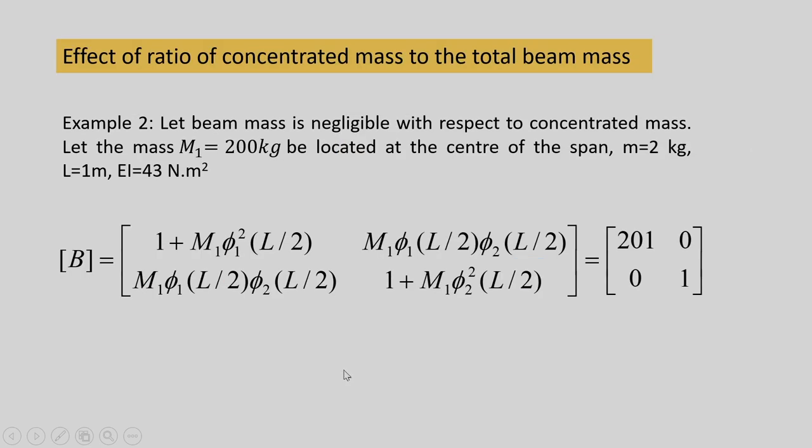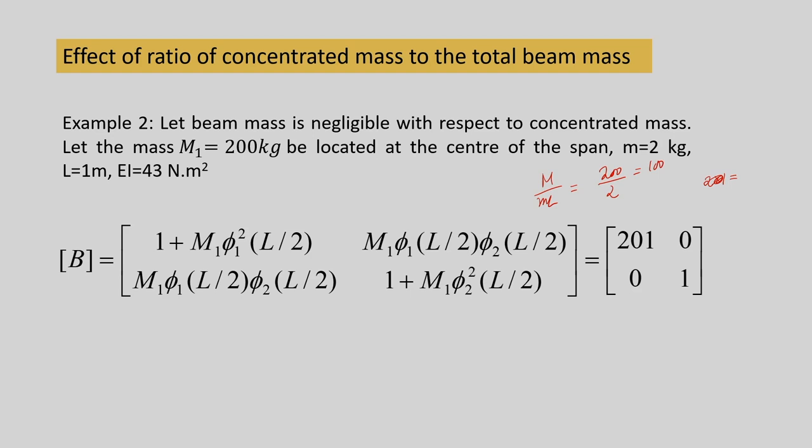Now let us discuss the effect of the ratio of the concentrated mass to the total beam mass. So we take the same beam, but here m1 is taken as 200 kg and m2 is taken as 2 kg. That means the ratio of the concentrated mass is very high, around 200 by 2. That ratio is 100, whereas the total beam mass is only 2 kg. The total beam mass is only 1% of the concentrated mass.